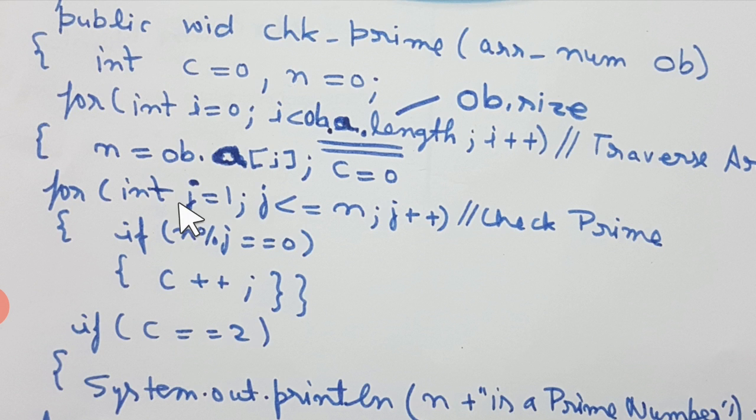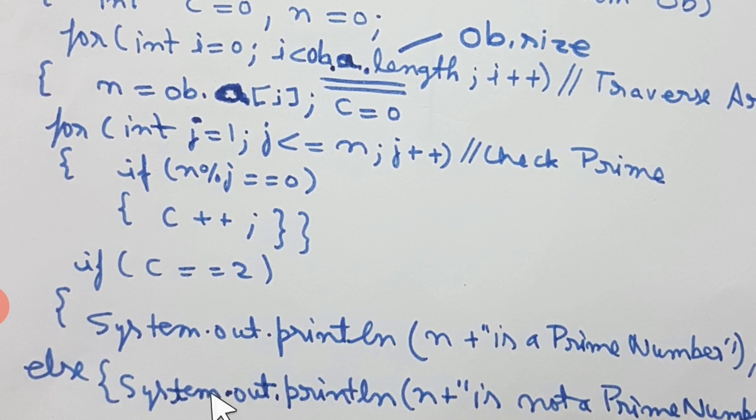And then for int j = 1; j <= n; j++, if n mod j equals 0, then c++, increase it by 1. If the factors are 2, then it is a prime number, otherwise it is not a prime number. So that is why this step is very, very important. And students, again I am telling you, please terminate this statement with a semicolon.